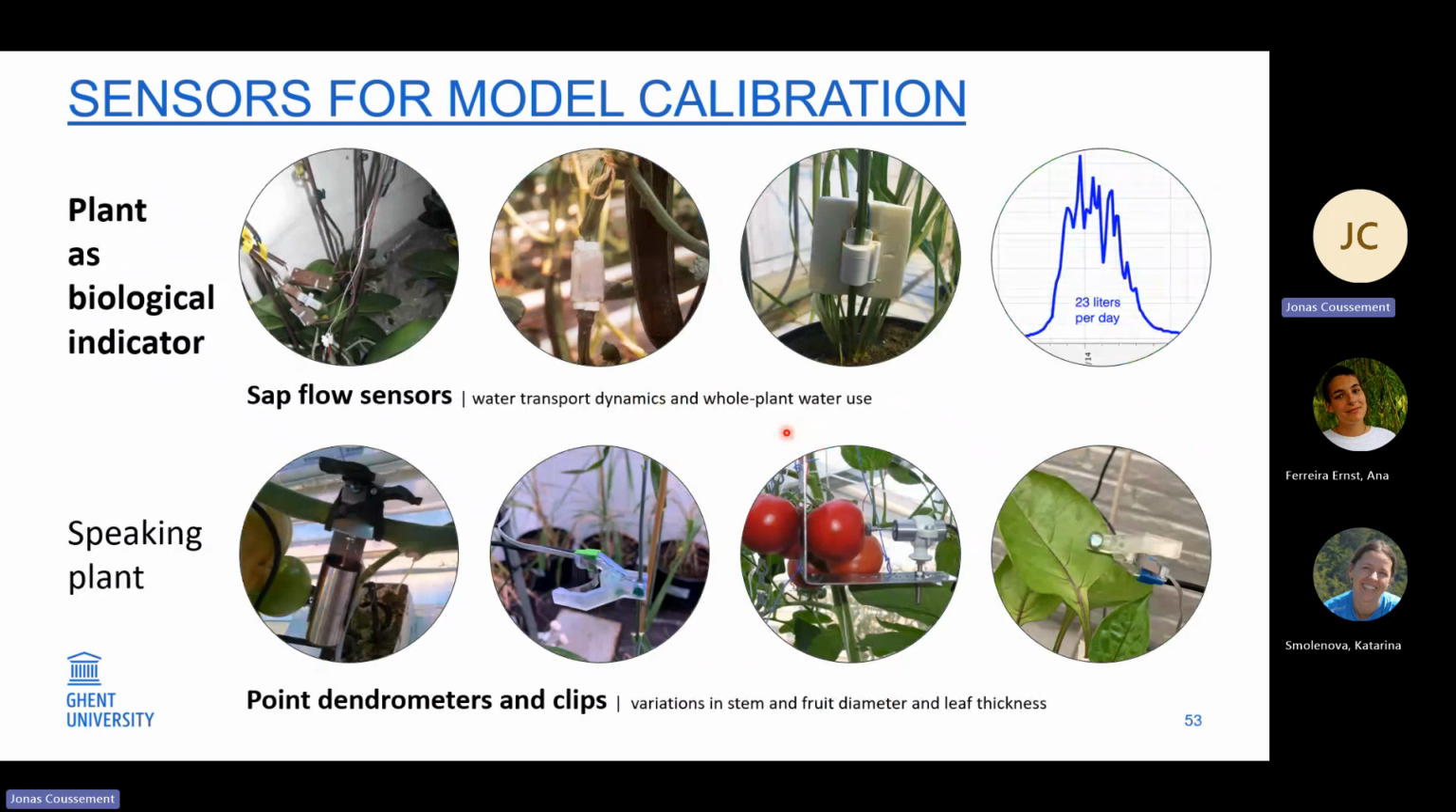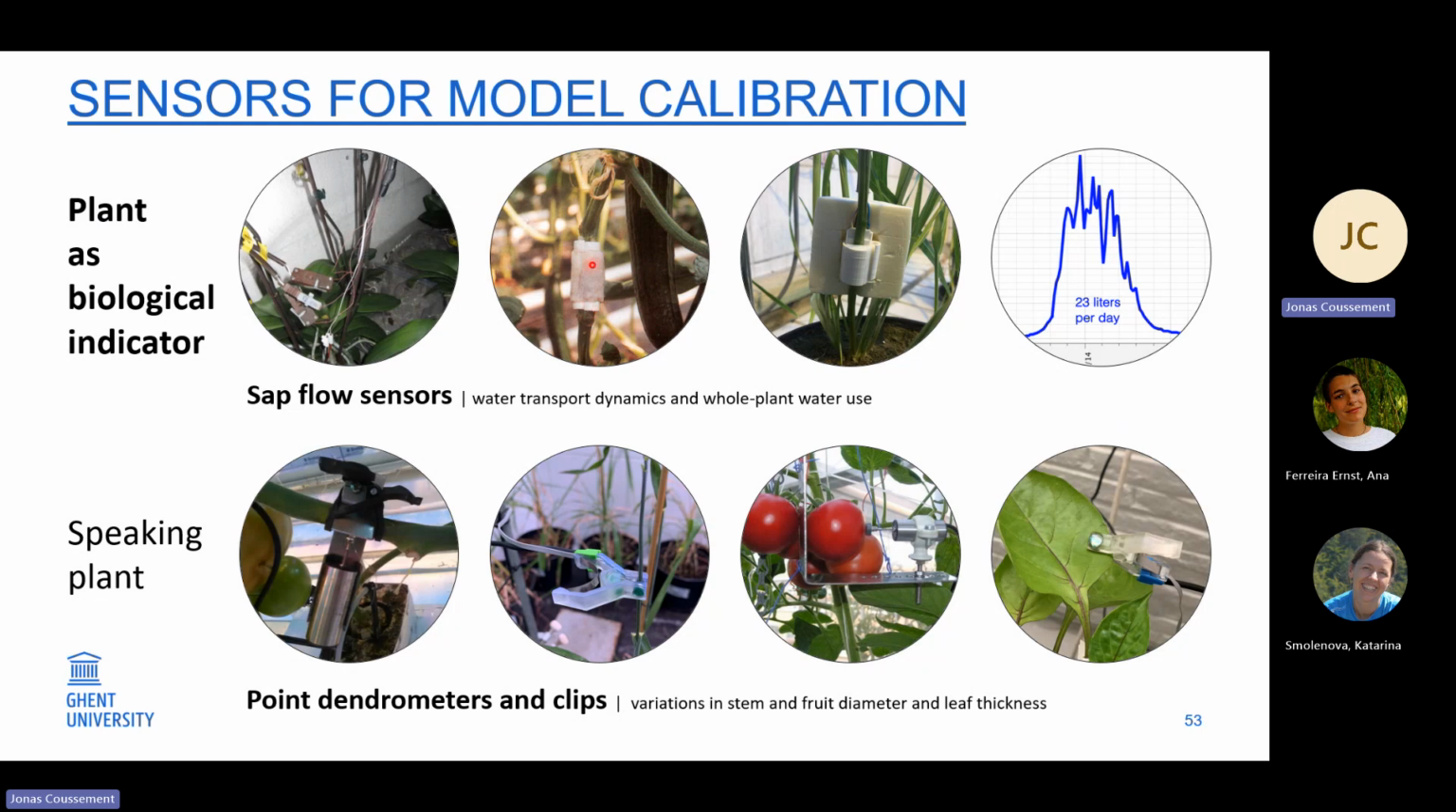So what are some of these sensors that we use in our lab? At the top, you have the sap flow sensors, which we can basically clip around various plant stems. With some plants, it's easier than others just because of the amount of room you have available. For example, for a tomato plant, it's very easy. For a lettuce plant, it's almost impossible.